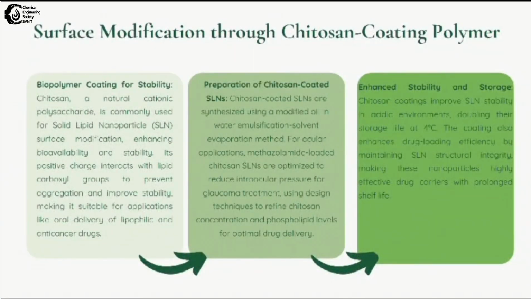Now coming to surface modification through chitosan coating polymer. Chitosan is a natural cationic polysaccharide and it is commonly used for surface modification. Its positive charge interacts with lipid carboxyl groups to prevent aggregation and it improves stability. It is very suitable for applications like oral delivery of anti-cancer drugs.